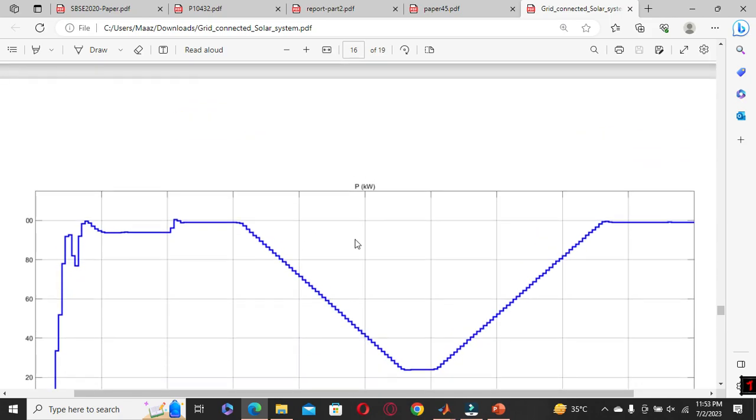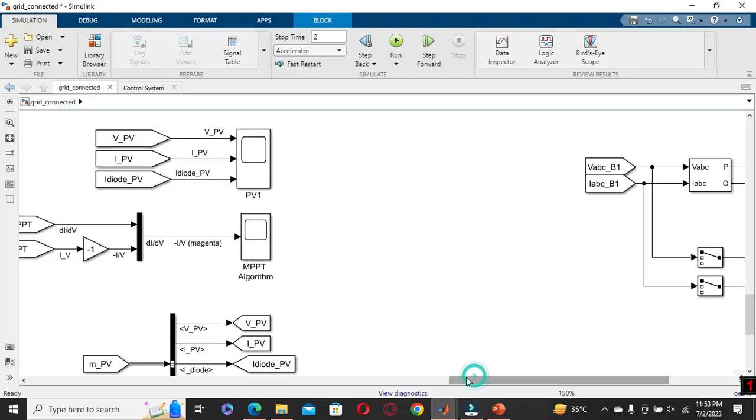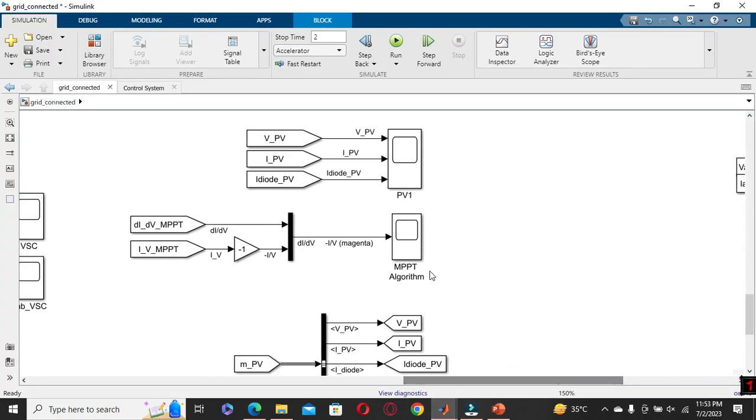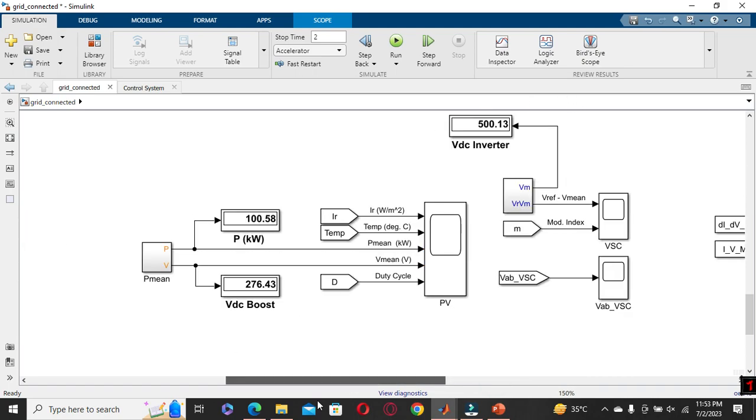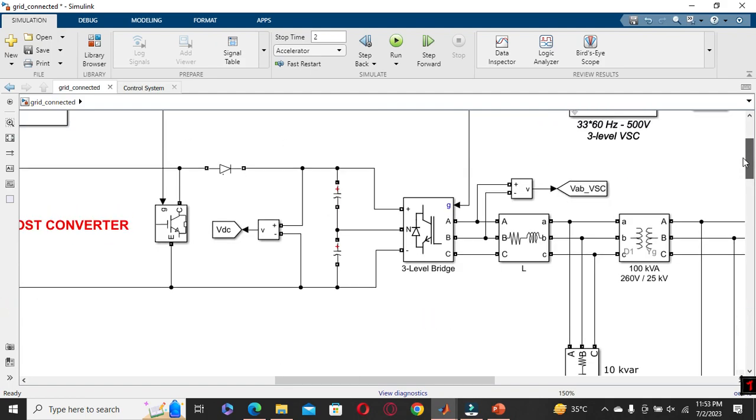So similarly, if we go to this graph it will show the maximum power produced during the whole day by the PV panel, and this graph is produced from this section, this MPPT algorithm. You can also add this graph, but I think this is not necessary. And this is the PV graph, current, admittance and duty cycle, and this is also showing the maximum power produced by the PV panel and VDC.